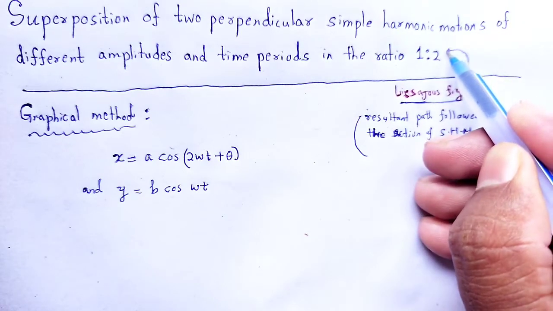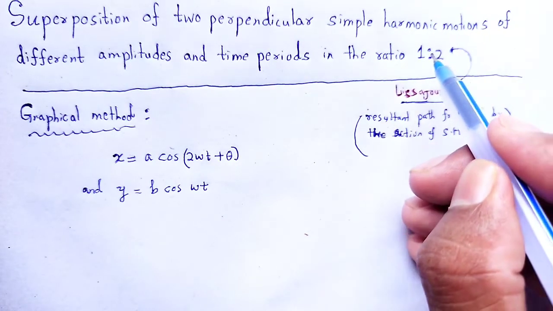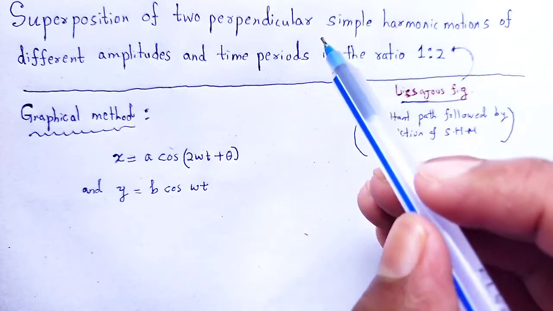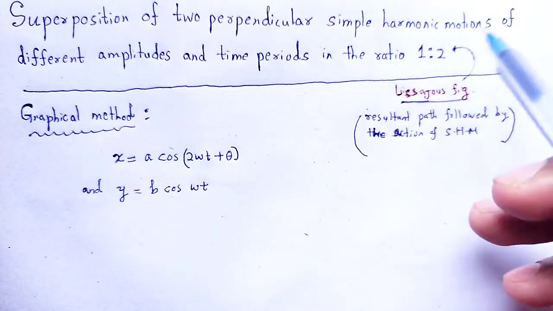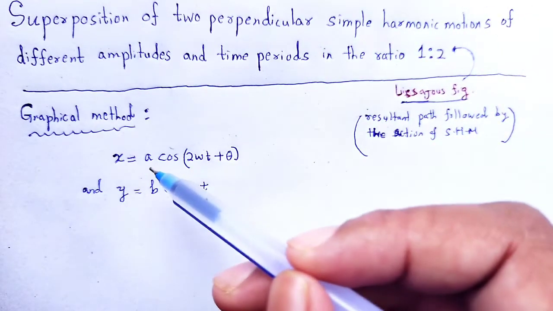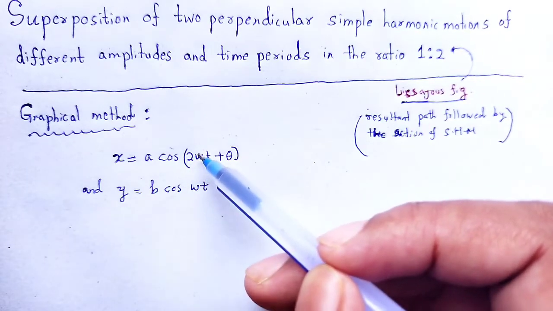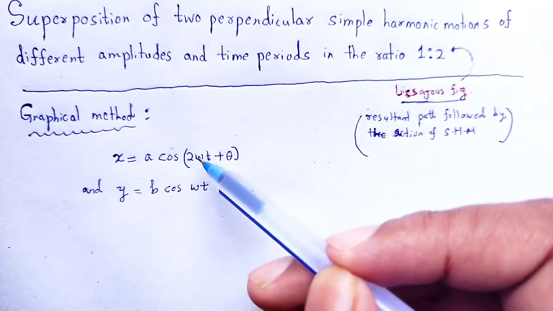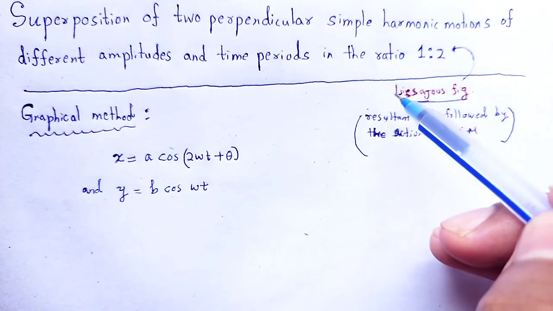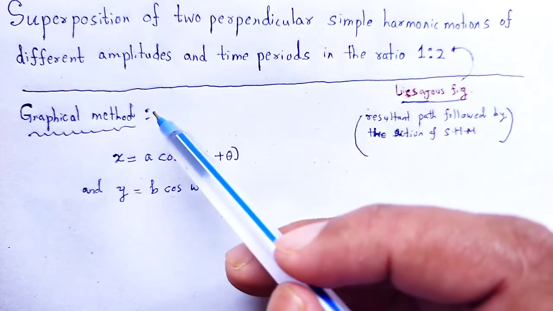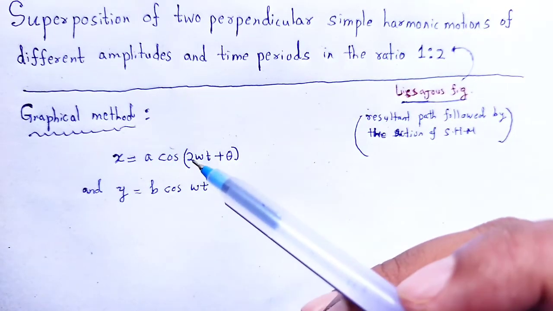Here we derive the Lissajous figure for 1:2, meaning two perpendicular simple harmonic motions having different amplitudes and frequency ratio 1:2, and we get that Lissajous figure by using the graphical method.